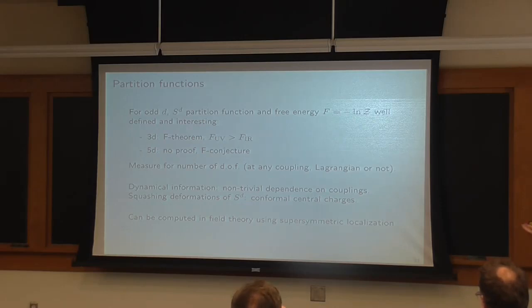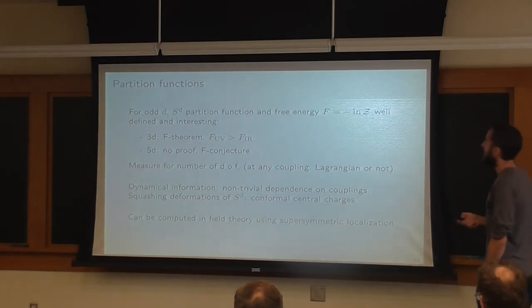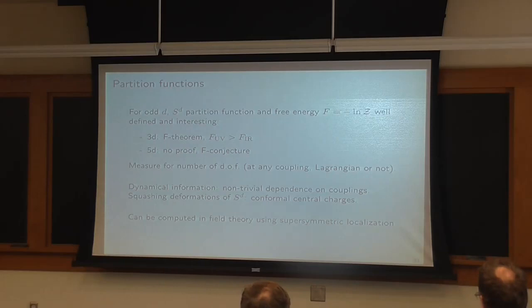In 5D, there's no proof for an F theorem, which is the theorem that tells you that the free energy is a C function. But it is conjectured to hold as well. So conjecturally, also in 5D, the 5-sphere partition function gives you a measure for the number of degrees of freedom. So that makes it very interesting.